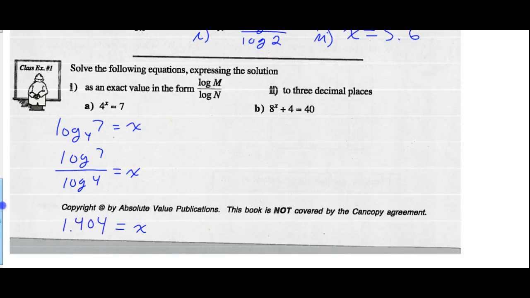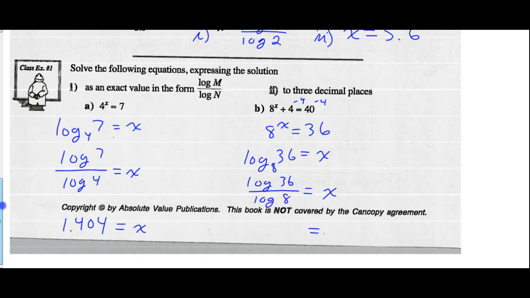Part B, in order to solve this equation, I must first subtract 4 from both sides. So 8 to the x equals 36. Again, 36 is not easily put as a power of base 8, so let's write this in logarithmic form. Log of 36 base 8 should equal x. And then as an exact value, using our change of base, common log of 36 divided by the common log of 8. So now use your calculators, come up with this answer to 3 decimal places, and we get x equals 1.723. Right on.